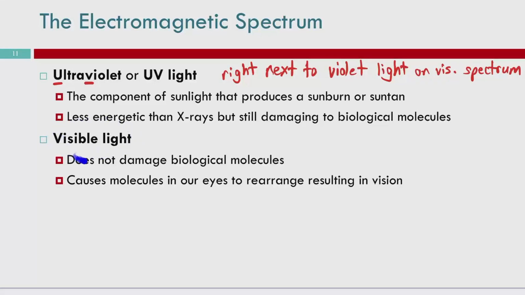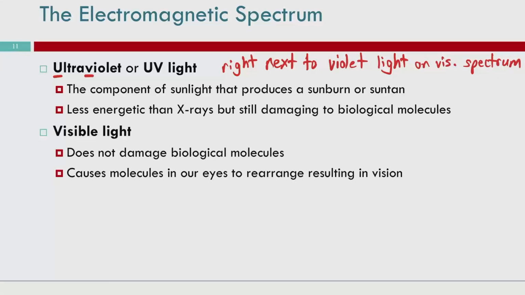Visible light, on the other hand, does not damage biological molecules. So seeing pretty colors doesn't hurt your eyes as long as there's not also UV light or some higher energy baked into it. It does cause molecules to rearrange in your eyes, and that results in vision.